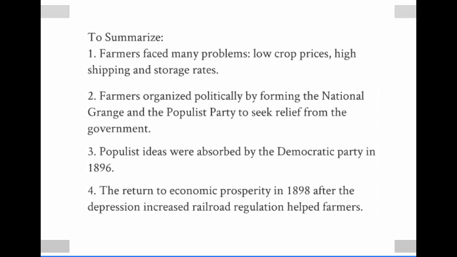The government is going to increase regulations of the railroads. There will be more gold coming out of some of the gold mines, and all of this is going to ease the pressures that the farmers were facing. It's not going to eliminate them, though. We'll talk about that in a future unit.